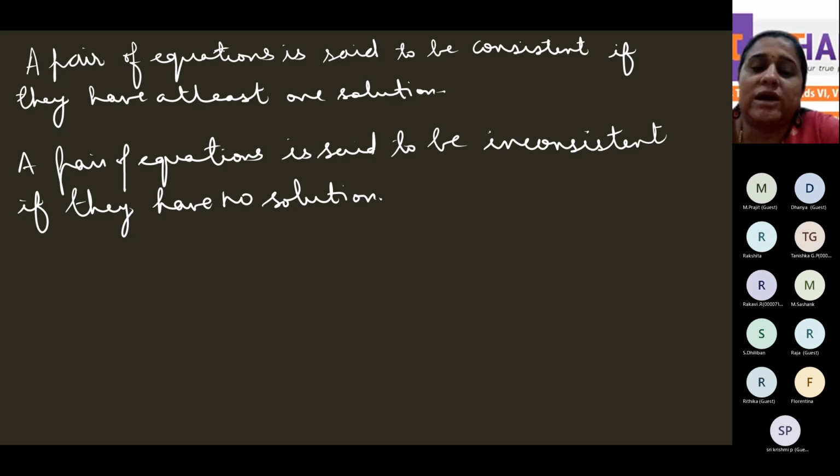So you need to understand and remember the meanings of the terms consistent equations and inconsistent equations. If a pair of equations have at least one solution, which means one solution or many solutions, the equations are said to be consistent equations. If a pair of equations do not have any solution at all, then the equations are said to be inconsistent. Is that fine, children? Yes, ma'am.